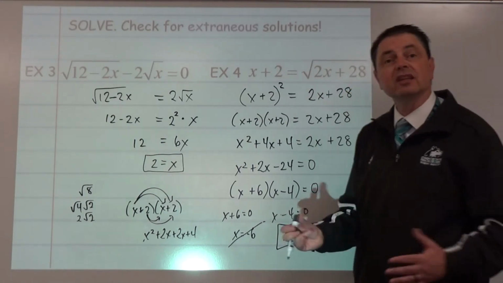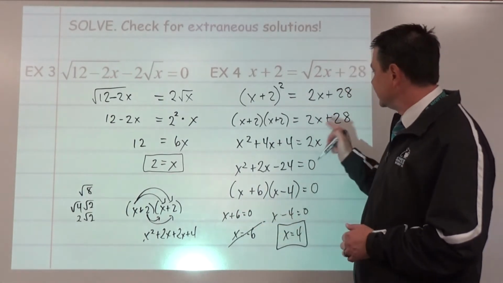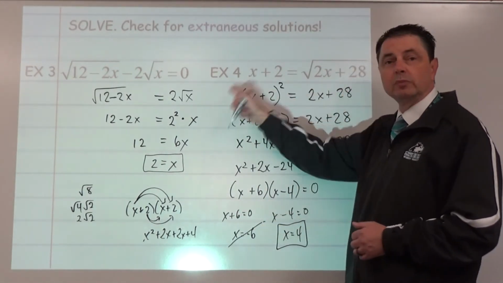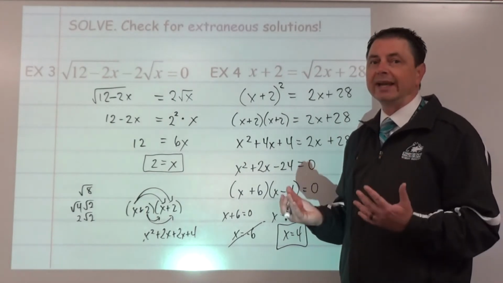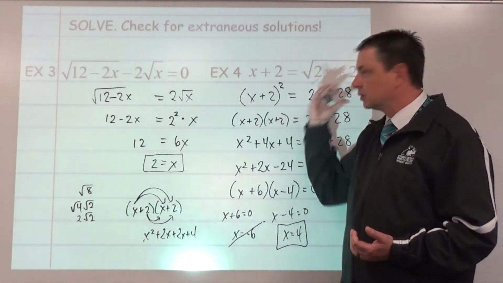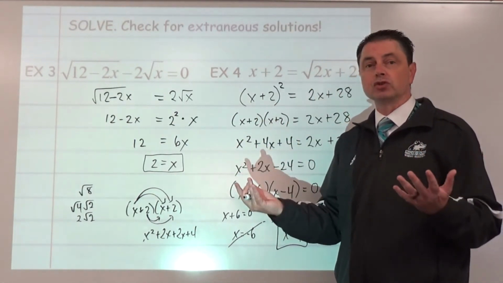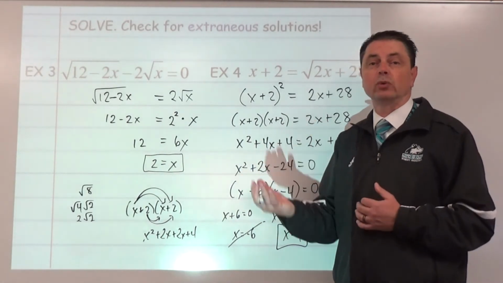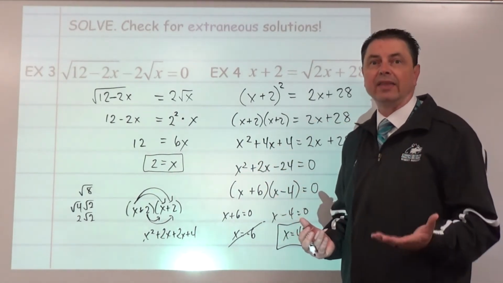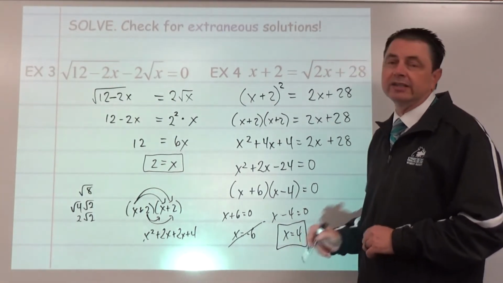So the reason that we have to check, the reason that we might have extraneous solutions, is in this step where we squared both sides, we might take a false equation and turn it true. Like we just saw, if it was negative 5 equals 5, not true. But if I square both sides, I get 25 equals 25. That's now true. So that's why we have to check. And this one is x equals 4.